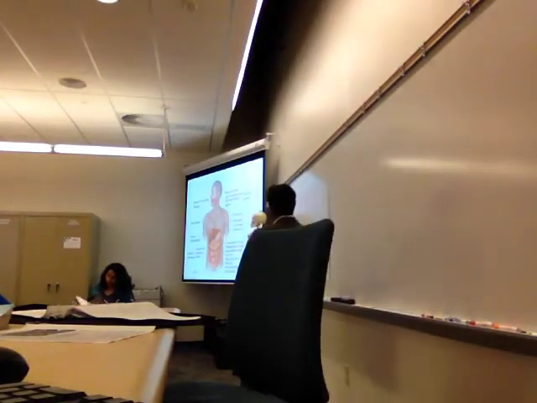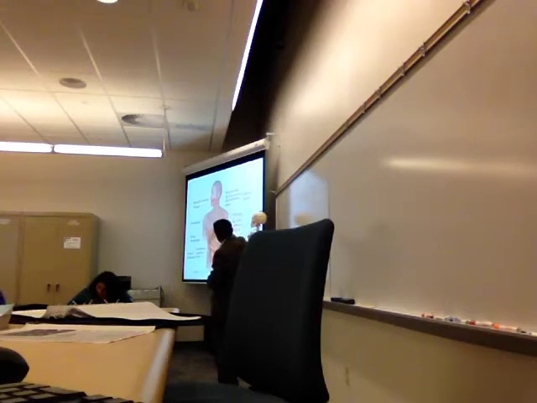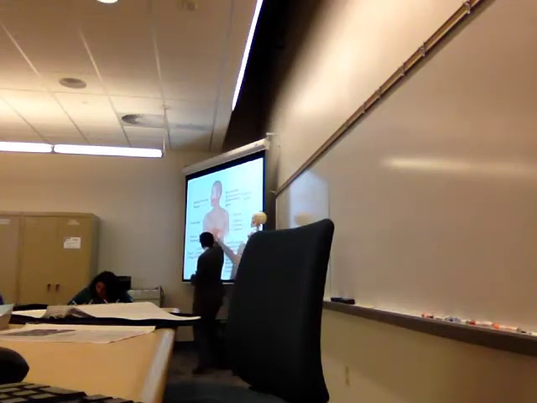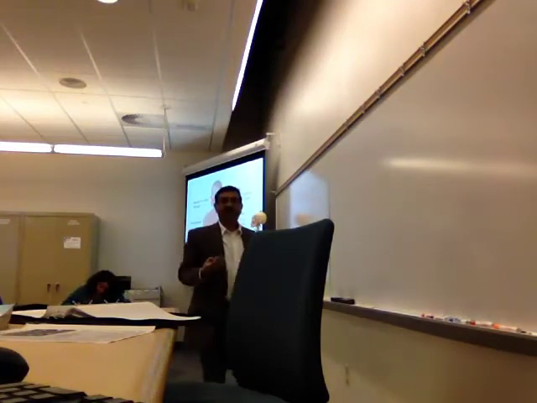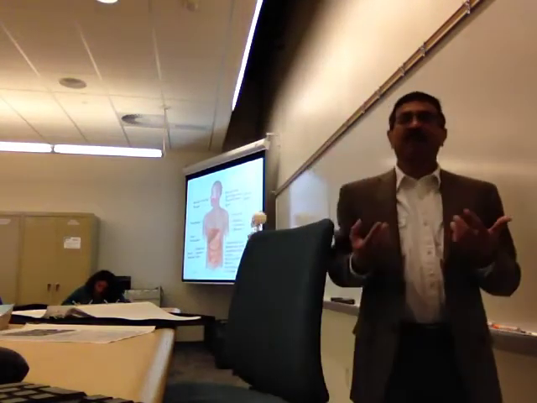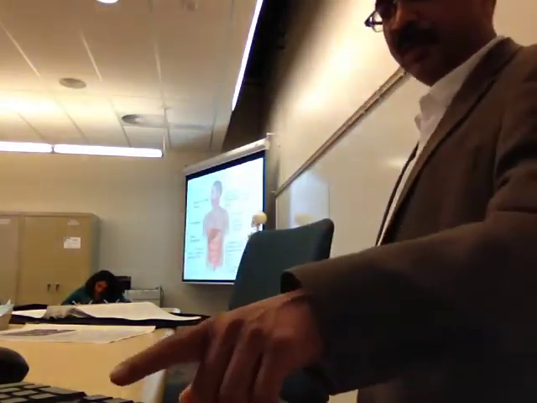Now, other accessory digestive organs are salivary glands. You see here the tongue inside the mouth. Then you see the liver here, gallbladder, and pancreas. Those are the accessory digestive organs: teeth, tongue, salivary glands, liver, gallbladder, pancreas.